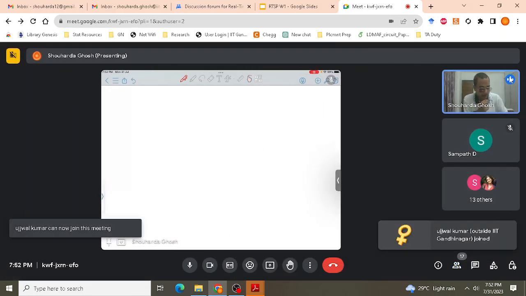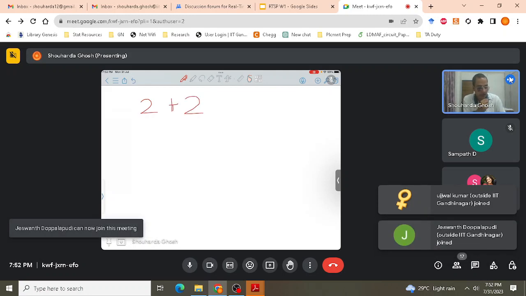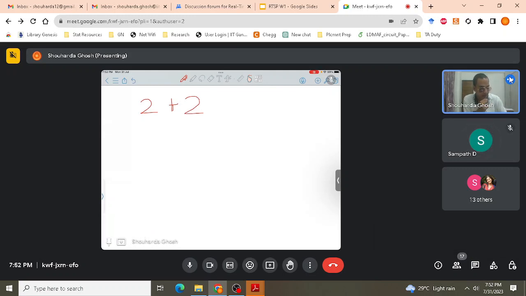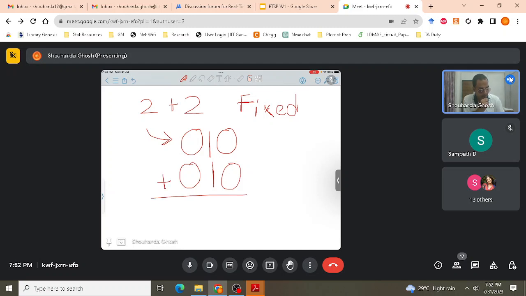Yeah. So let's say you want to do 2 plus 2. Okay, I guess it's visible. Now let me clearly tell this beforehand: in fixed point, 2 in 2's complement can be represented as 0 1 0, right? When you try to add these two numbers in fixed point, you can see it's a 3-bit number, and this is also a 3-bit number.